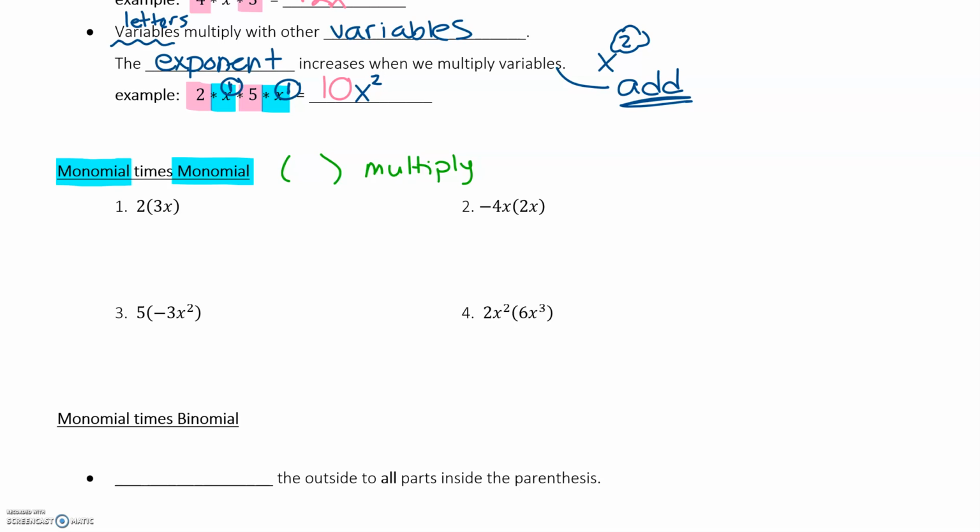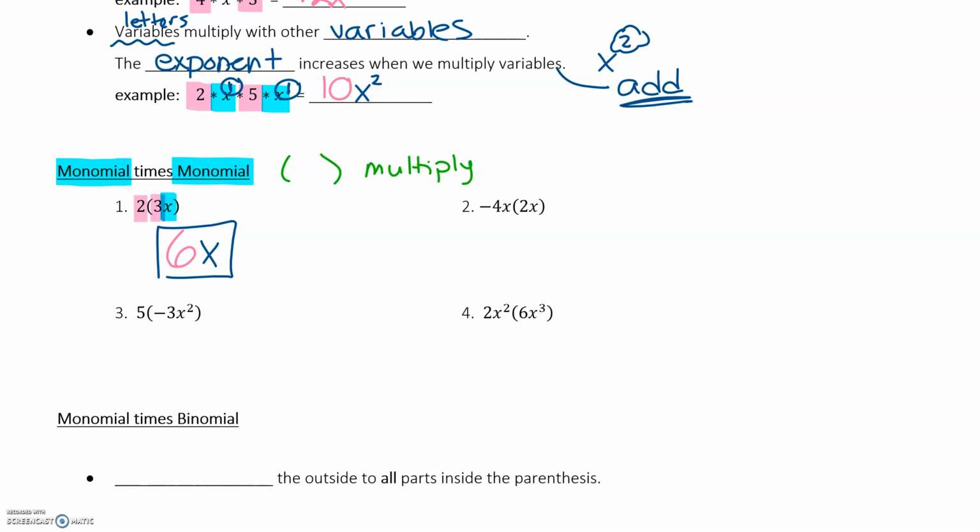Here on this first example, we have 2 times 3x. We're going to find our coefficients first, and we're going to multiply them together. So 2 times 3 is 6. Then let's identify our variables. This one just has one single variable, it's an x, so we just write that variable. So 2 times 3x is 6x.